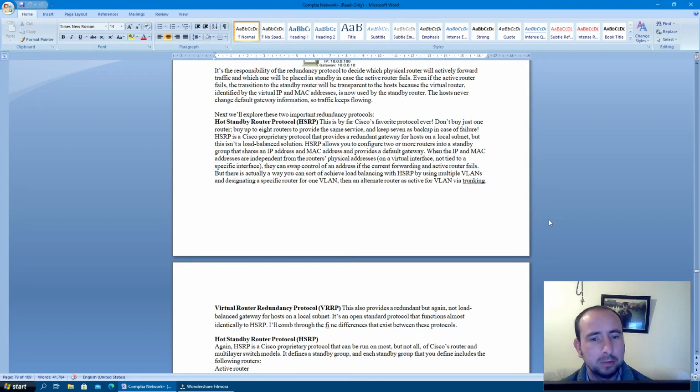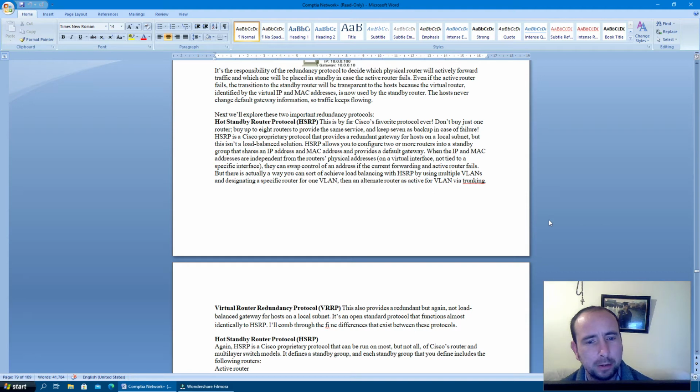Next, we'll explore these two important redundancy protocols. Hot Standby Router Protocol. This is by far Cisco's favorite protocol ever. Don't buy just one router, buy up to 8 routers to provide the same service and keep 7 as a backup in case of failure.